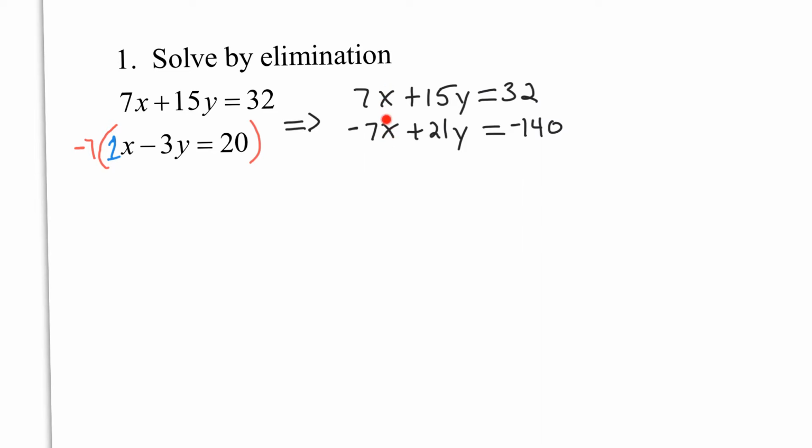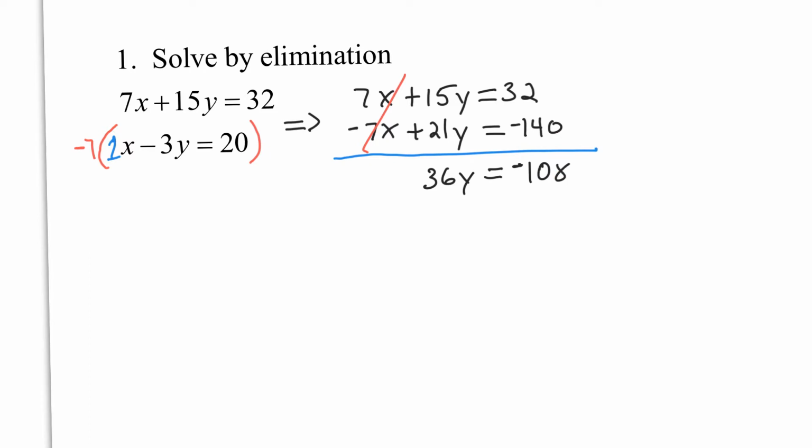Check the x's. Remember, that's what I chose to cancel. So I'm looking at the x's. They have the same number and they have different signs, so we are ready to cancel. You put a big line under the system. You cancel the x's. That's going to be 0. And for the y's, you are going to have 36y, 15 plus 21, and that's going to equal negative 108. When you combine the constants, 32 minus 140, we get negative 108.